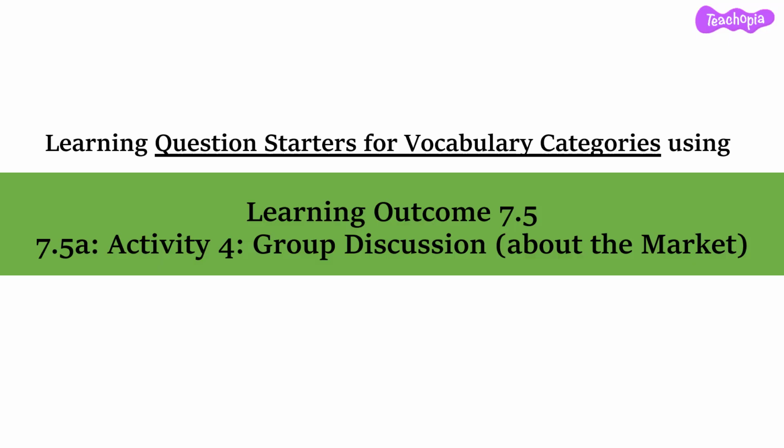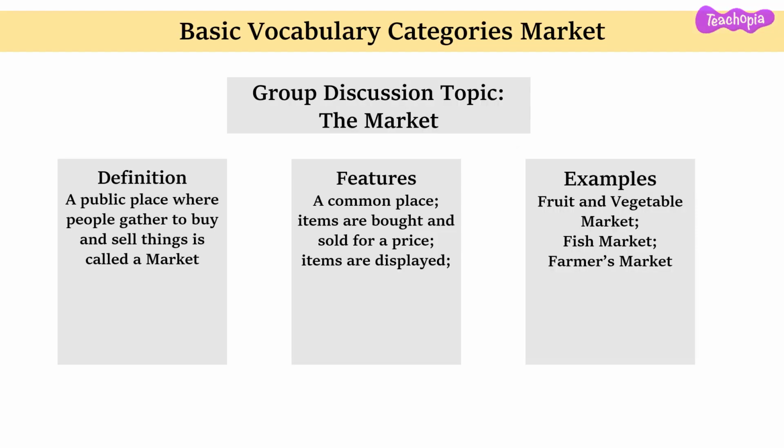Now that we have seen of how to use question starters using vocabulary categories for prepositions, let's see how we can use the same question starters for a different learning outcome. In the Kalika Chaitarike document, Learning Outcomes 7.5 and 7.5a has a requirement called group discussion. Let's see how we can use the same question starters to conduct or participate in a group discussion. For example, if the topic of our group discussion is on the market, we can use the 3 basic vocabulary categories and come up with a good discussion.